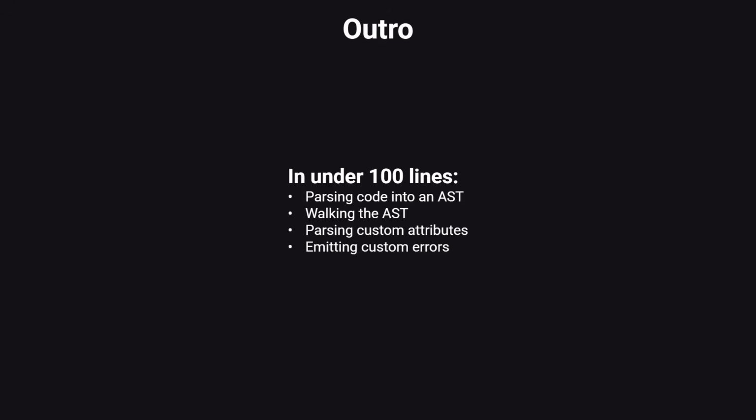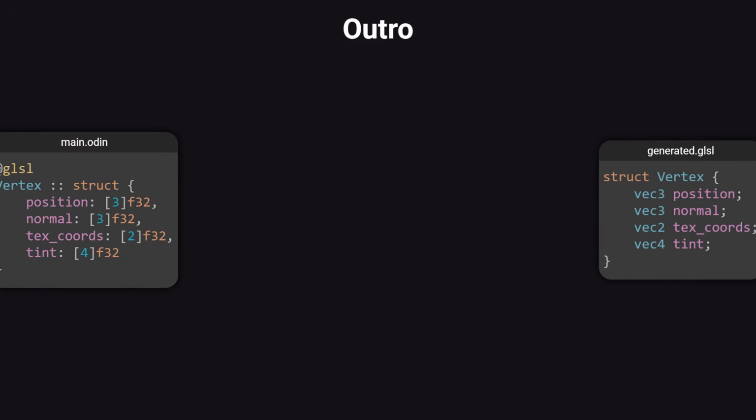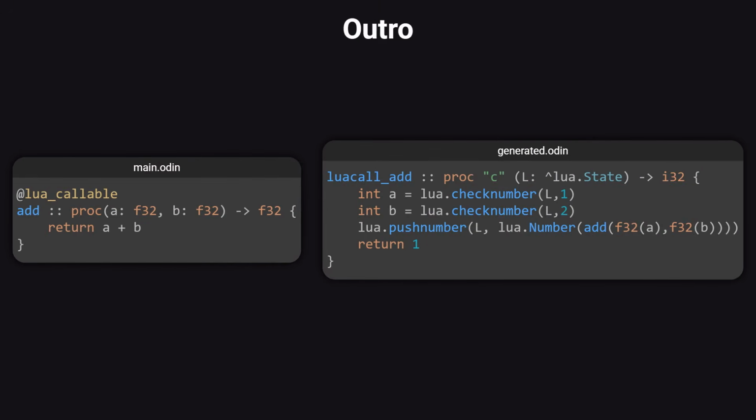You could take this a ton further though. I showed you how to parse declarations with custom attributes, so you could modify this code to do something like automatically generating shader code for certain types, or you could attach an attribute to procedure to generate Lua bindings, or so much more. If that sounds like something you do want to try out, the source code is in the description as always.